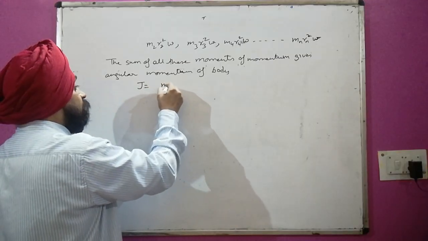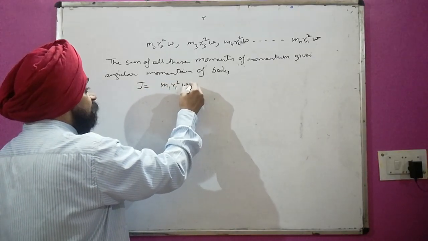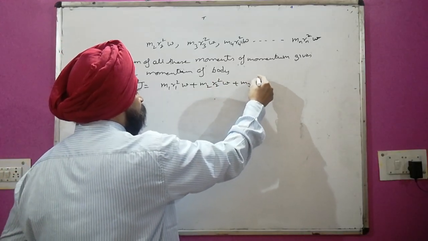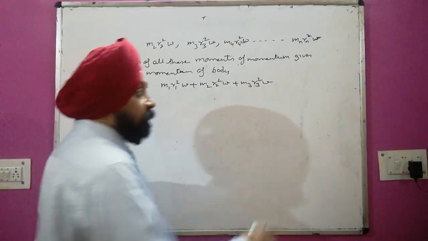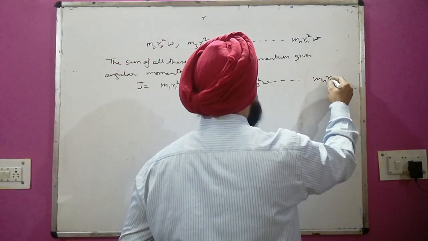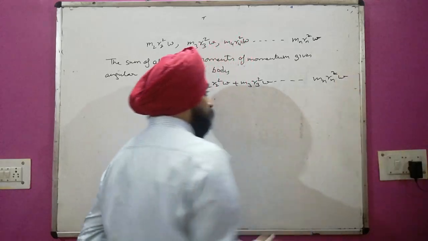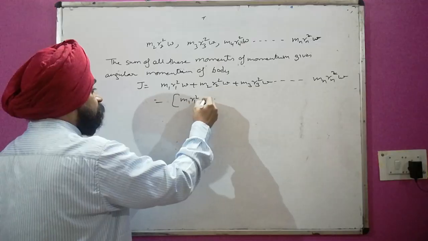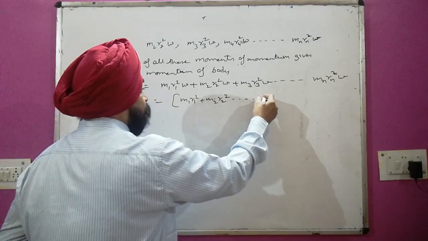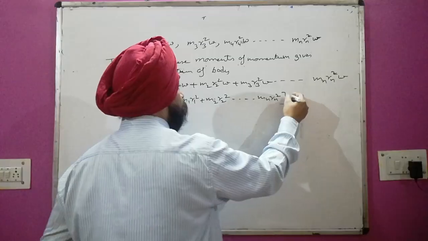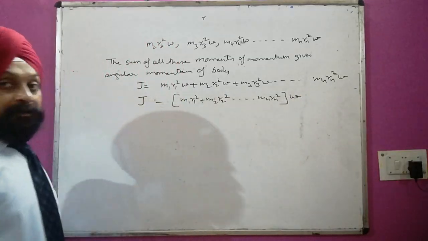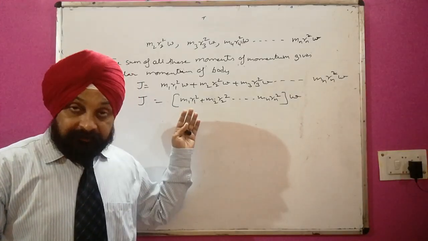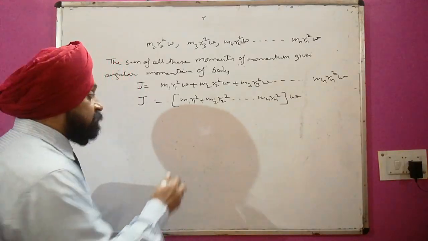We denote it by J. J equal to m1 r1 square omega plus m2 r2 square omega, m3 r3 square omega, and then mn rn square omega. Now you can take omega common. So within the bracket we'll get m1 r1 square plus m2 r2 square up to mn rn square. This entire thing gives sigma m r square.